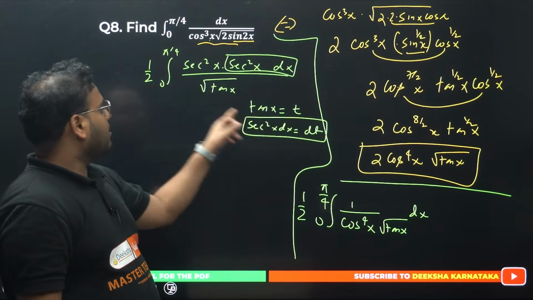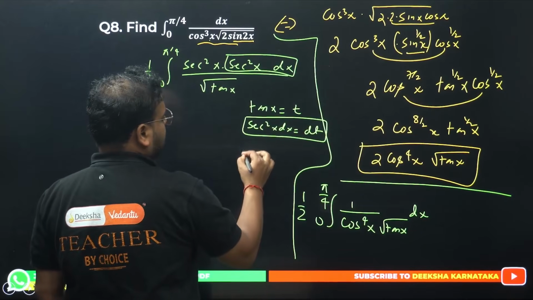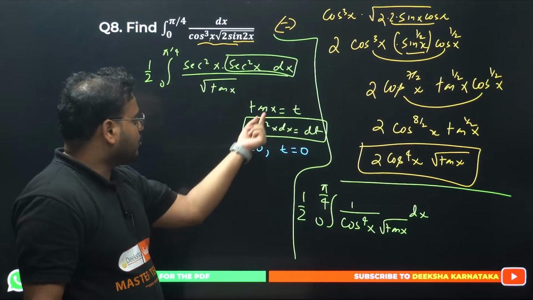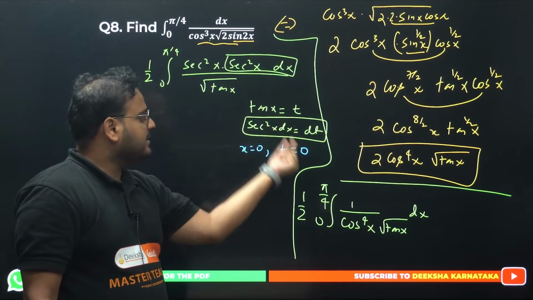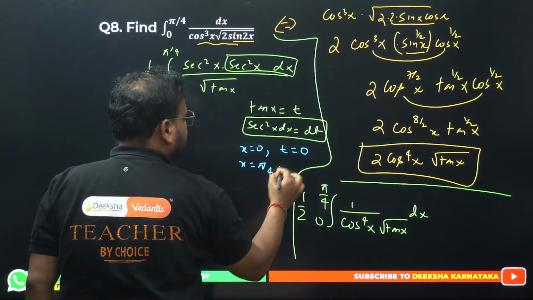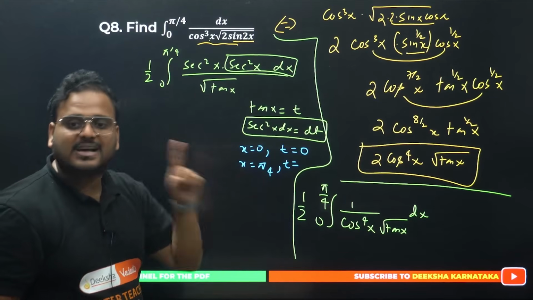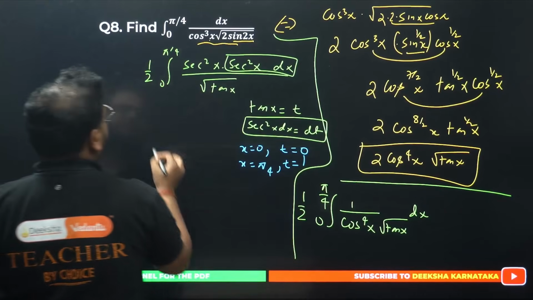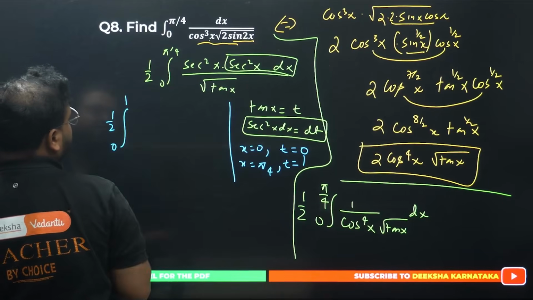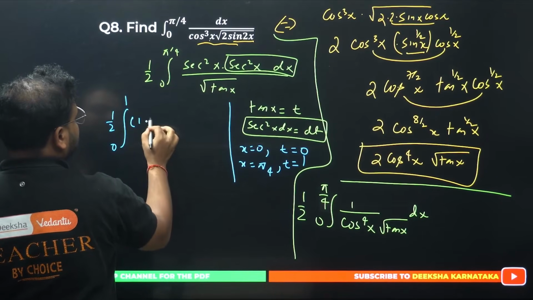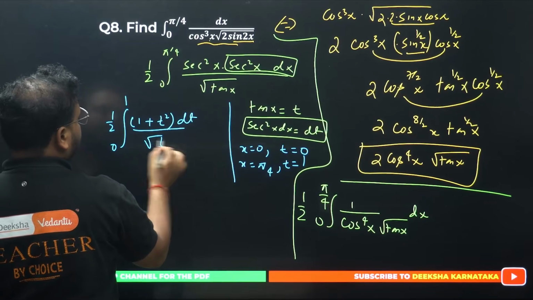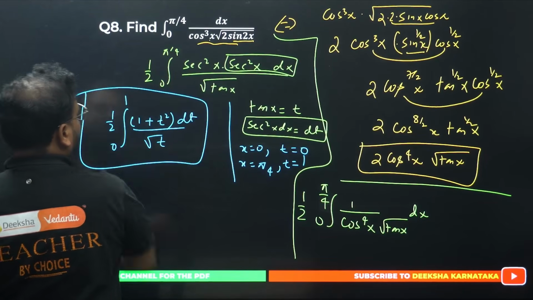Now the limit change. When x is 0, tan x is 0, so t is 0. When x is pi by 4, t is tan pi by 4, which is 1. 1 by 2 is outside, integration from 0 to 1. Sec square means 1 plus tan square, that is 1 plus t square, dt upon root t. I think you can do this integration now.